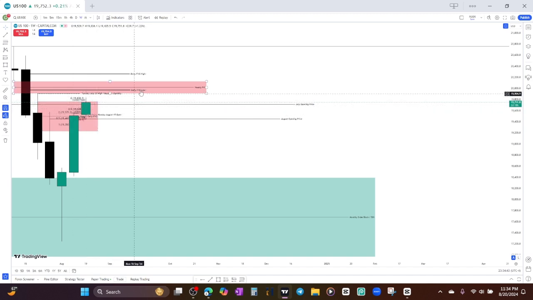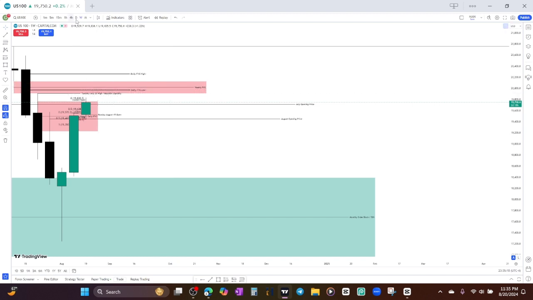And not only do we have this weekly fair value gap that we are targeting next as a simple target, simple objective, but we also have the high of, as you can see where my mouse is hovering, this high here is Tuesday, July 23rd high, right? Also known as buy side liquidity. So we also have this old high from Tuesday, July 23rd, right up under this weekly fair value gap.